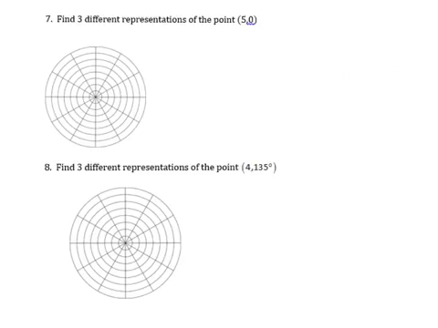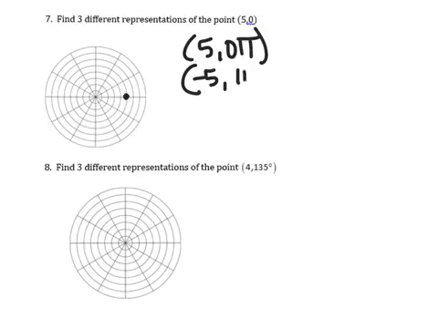Okay, I want to find 3 different representations of the point (5, 0). So (5, 0) would be 1, 2, 3, 4, 5 right here. This I'm giving to you basically as like 0 degrees, rectangular, whatever you want. We're going to change them to rectangular coordinates later, but this basically could be written as (5, 0). I can write it as (-5, pi).